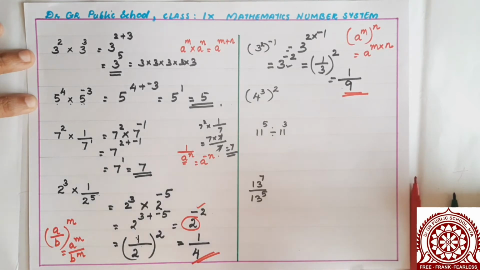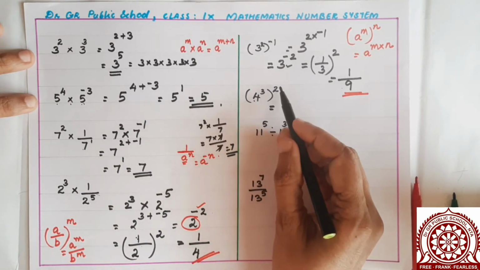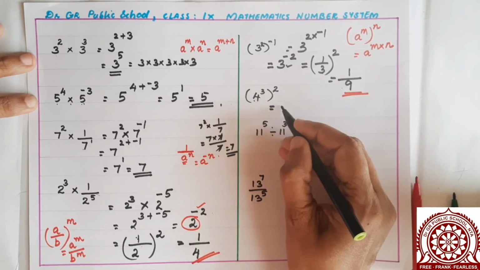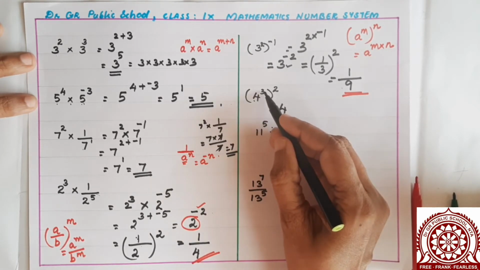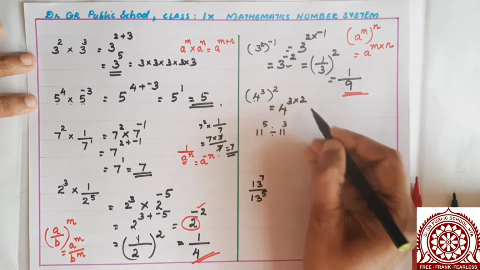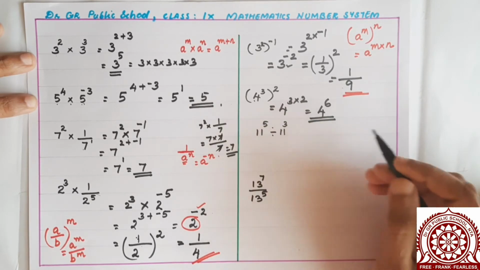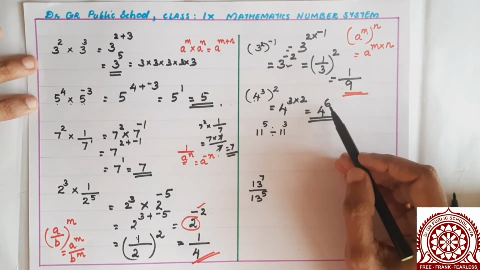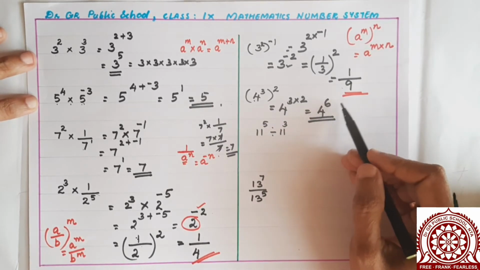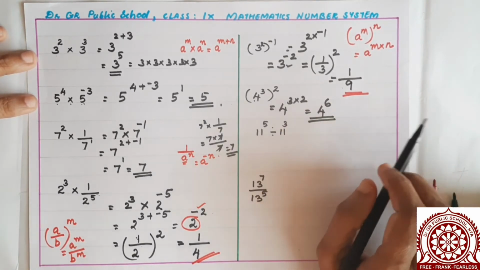Now same type of question. 4 raised to 3, the whole raised to 2. How can we write? 4 raised to m into n, that is 3 into 2. That is 4 raised to 6. Okay. So if the power is a large number, no need to simplify more. You can keep it as it is.